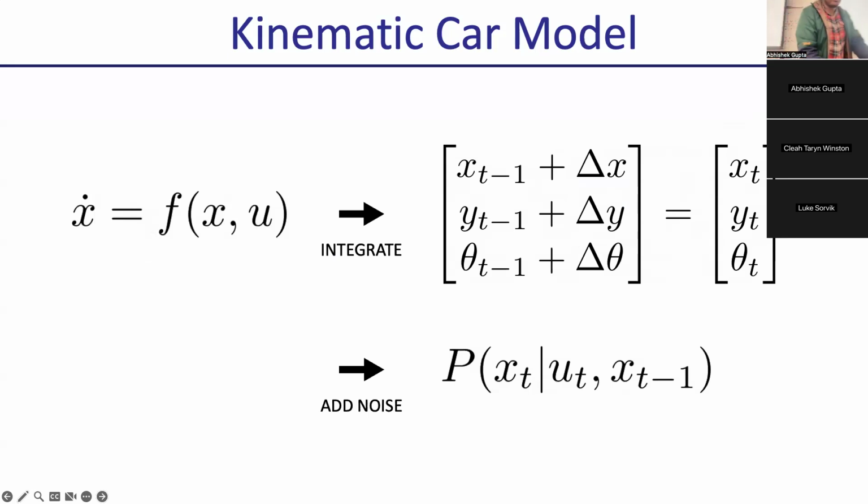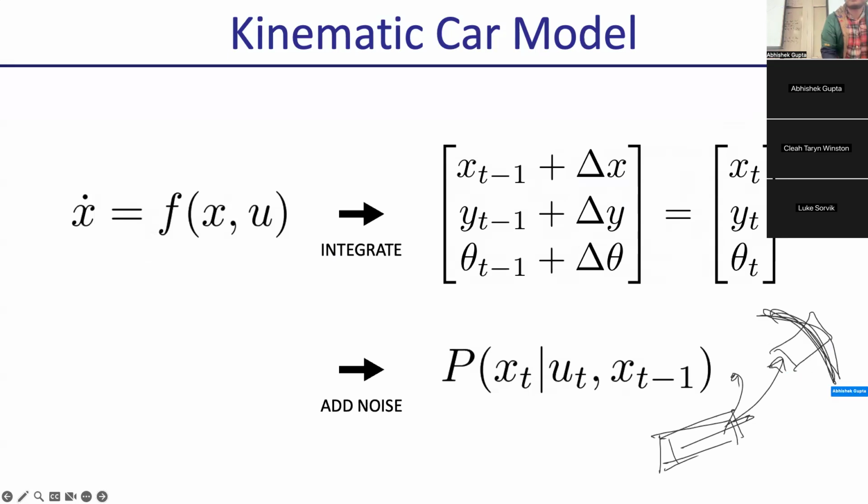So you can kind of think of this intuitively as your car is facing some direction. You apply some velocity, you apply some steering, it goes somewhere else. Let's say it goes over here, and then you're going to add some noise to it. So you're going to give it some uncertainty, right?